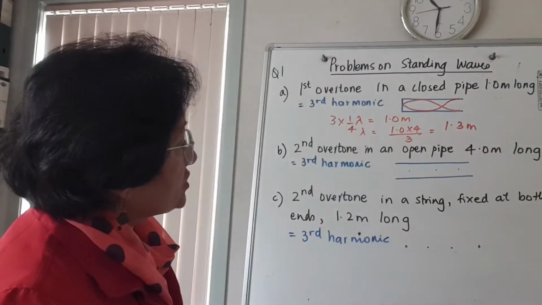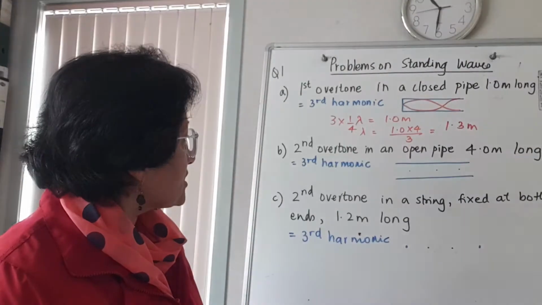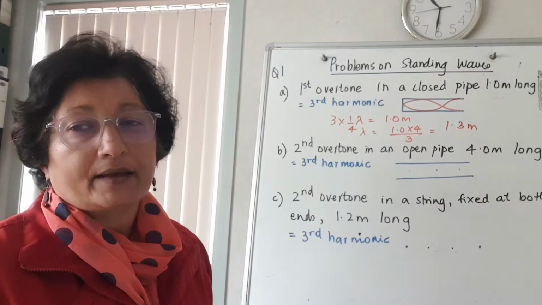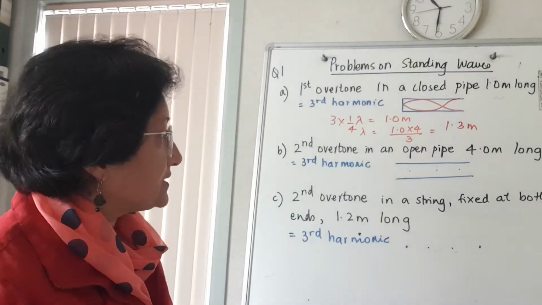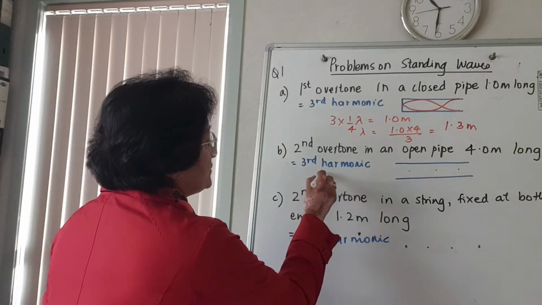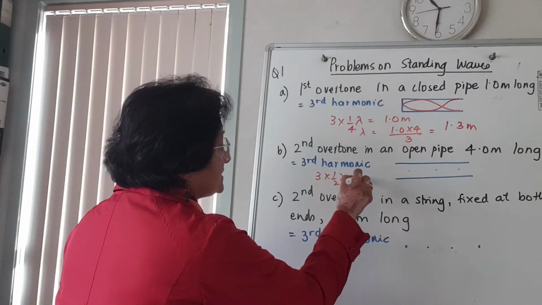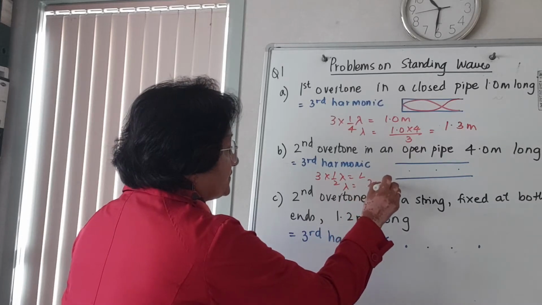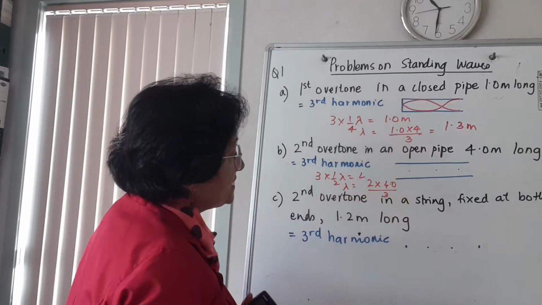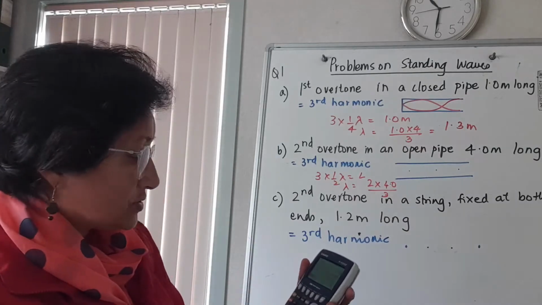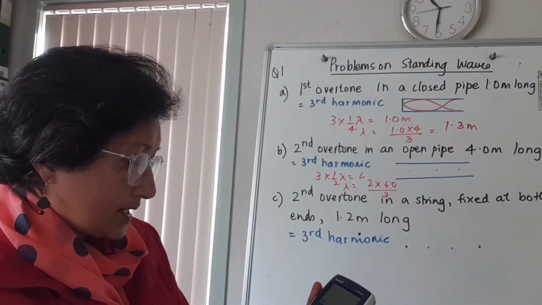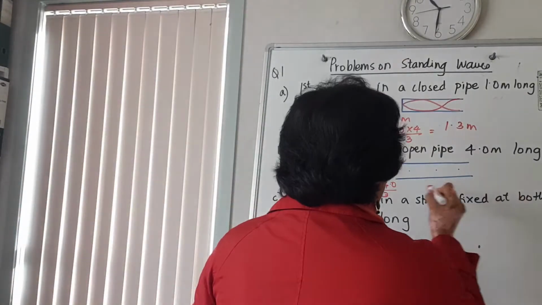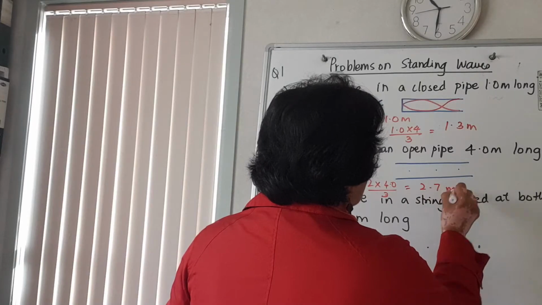Okay, the second overtone in an open pipe, 4 meters long. The second overtone is also the third harmonic, but in an open pipe the fundamental is half a wavelength. So the third harmonic is 3 half wavelengths, which is the length of the pipe. So a wavelength is 2 times the length of the pipe divided by 3, which is 4 twos are 8 divided by 3. You get 8 divided by 3, which is 2.7 meters.